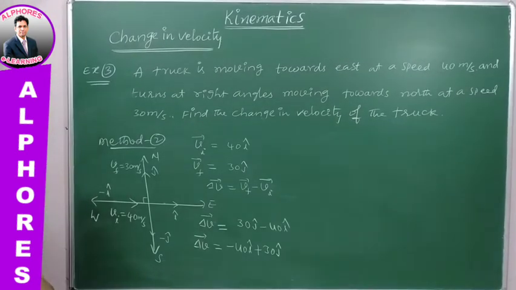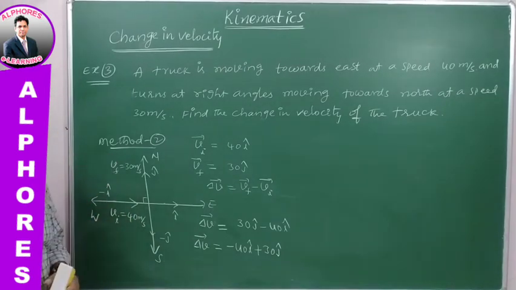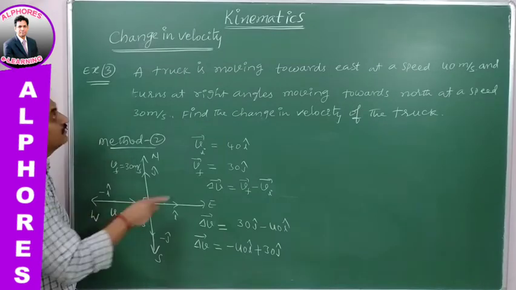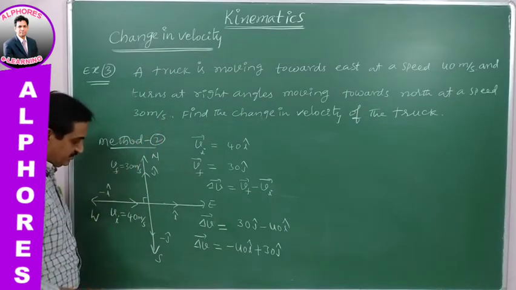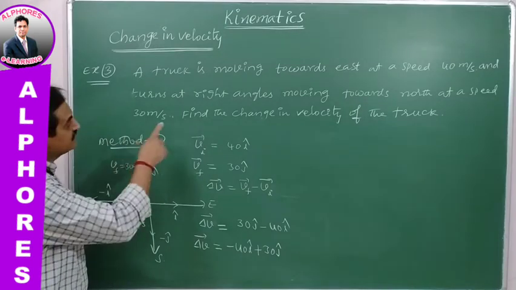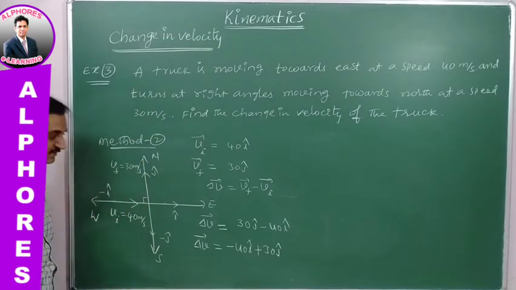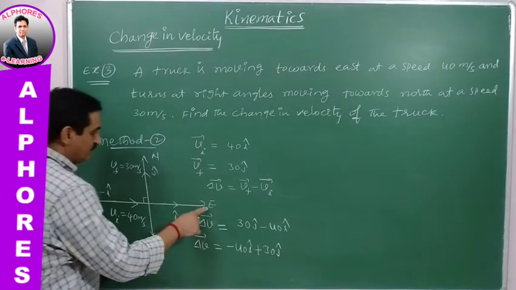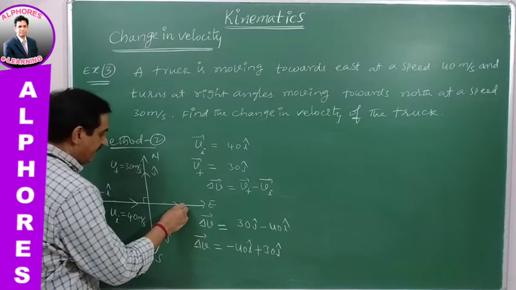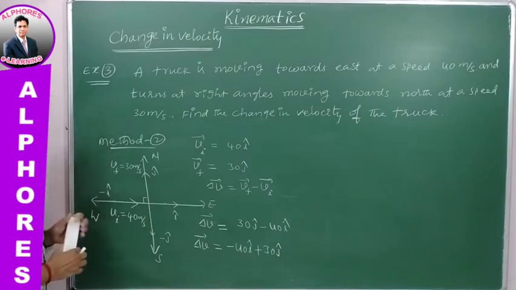Same problem. So let us go for the second method. So this is the vector method. See here. A truck is moving towards east with 40 meter per second, and turns at right angles and moves towards north with 30 meter per second. Directions are shown: east, north, south, west. It is i cap, j cap, minus i cap, minus j cap, right?